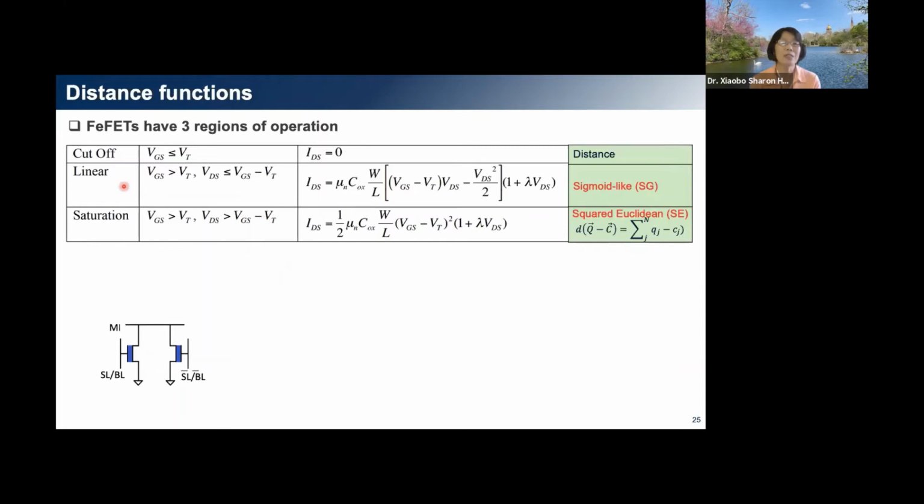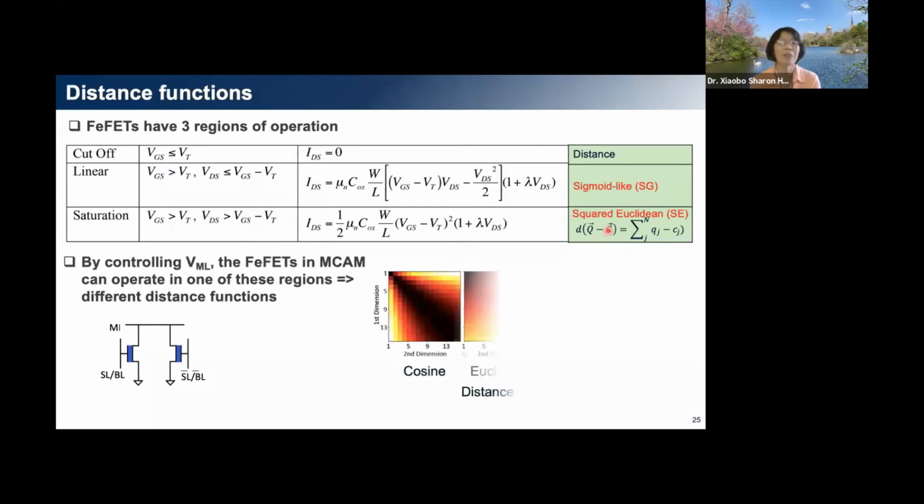If it's the linear region, it has a function similar to what we call a sigmoid-like function. And if we bias the device in the saturation region, it actually measures the distance like a Euclidean distance, or we call it squared Euclidean distance. And all these different functions can be quite useful for different types of applications.